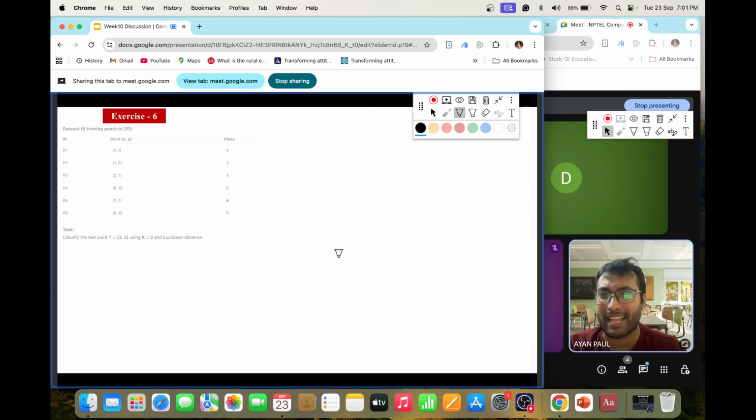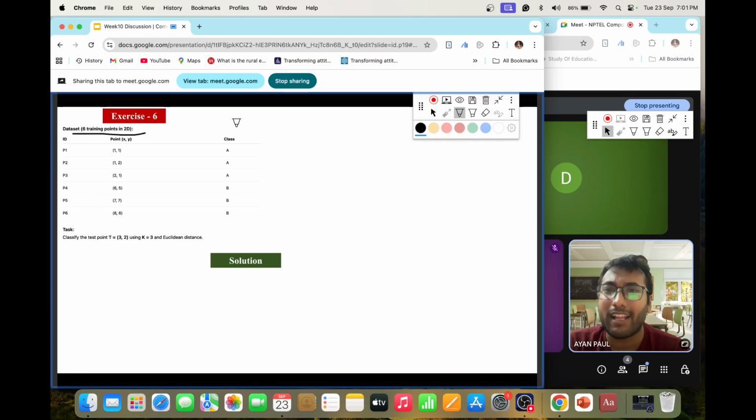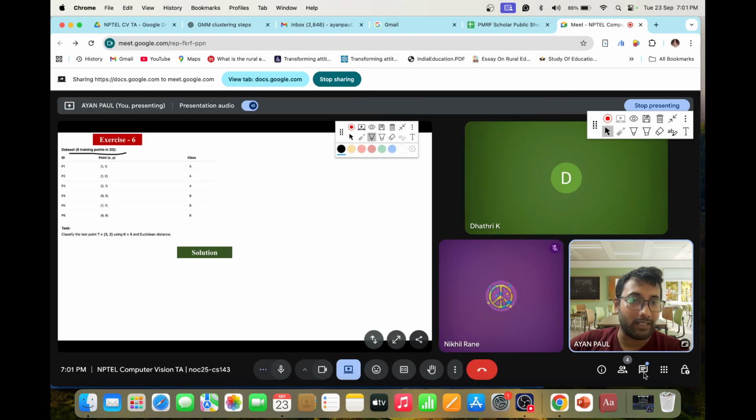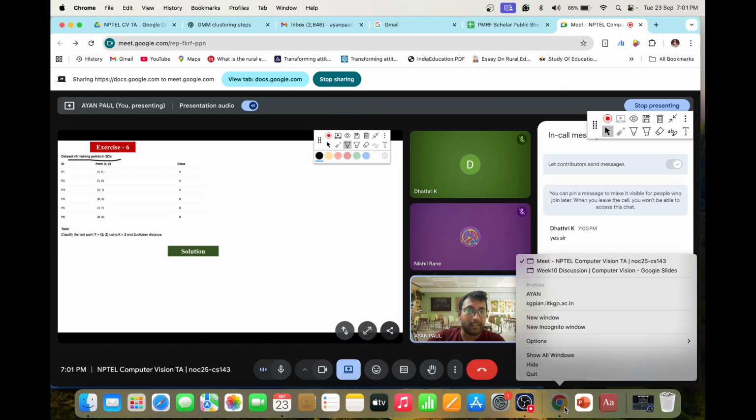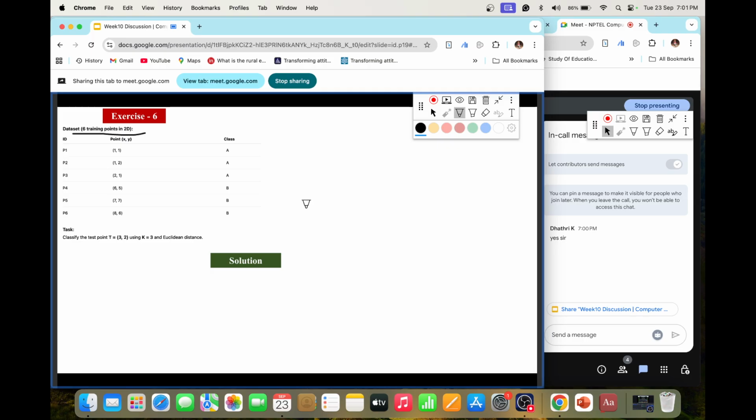Let me explain with the help of a question. Here a dataset of 6 training points has been given, and classes are also given. That is the difference between a classification problem and a clustering problem. Earlier in clustering we did not have any class, but here, as it is a classification problem, we have this new label. Each data point now has a label with it.